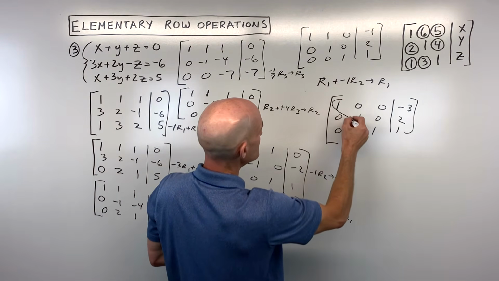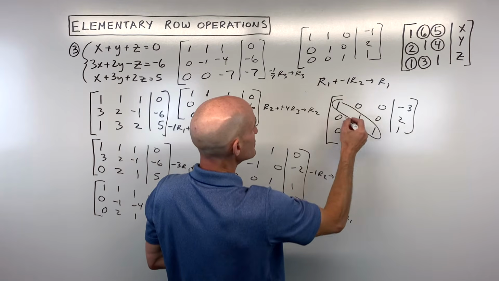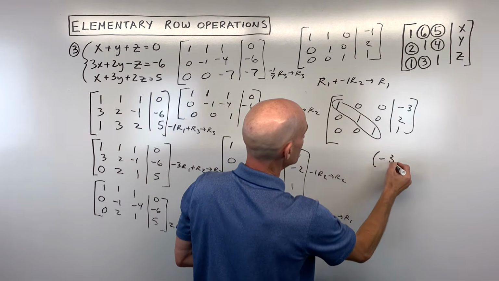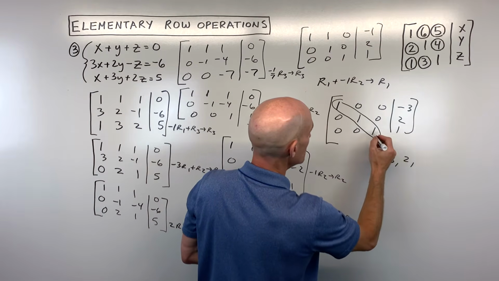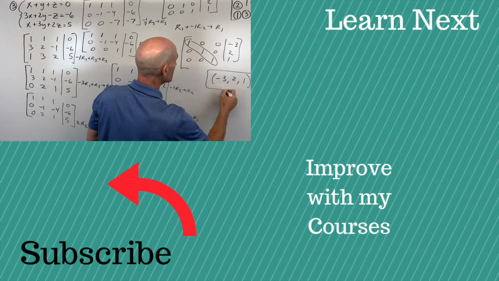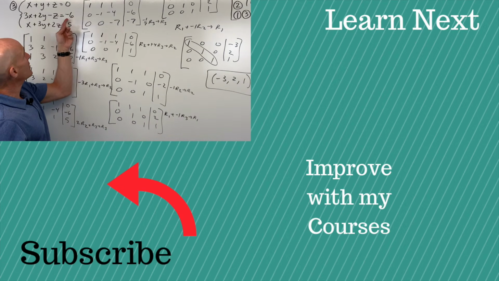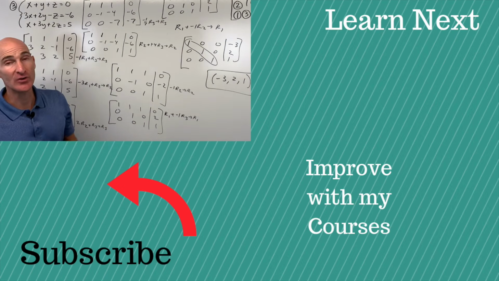And you can see we've got 1s on the diagonal, 0s everywhere else on the left side of this augmented matrix. So we can see that x is equal to -3, y is equal to 2, z is equal to 1. If you want to check your work, you put it back in and make sure that it comes out to 0, -6, and 5, and you got it.